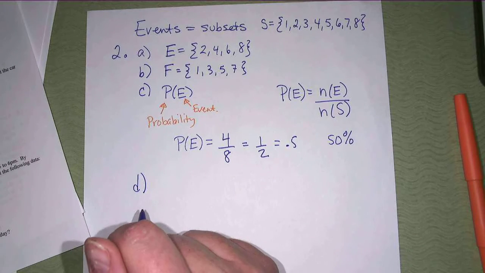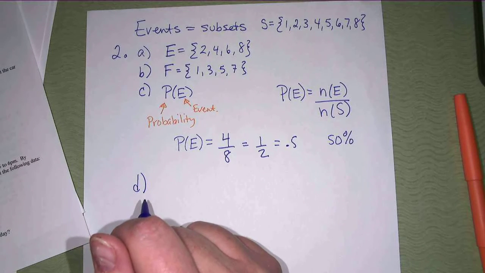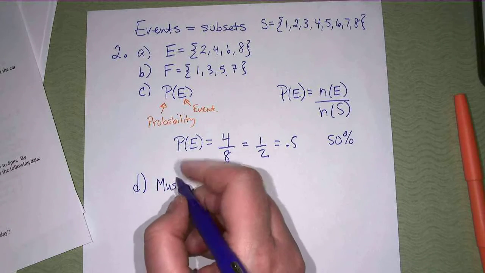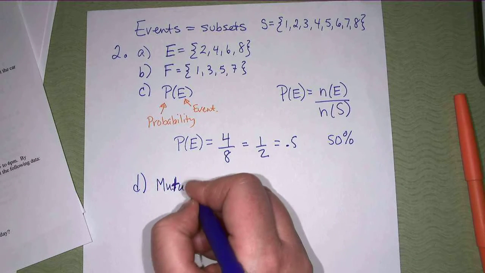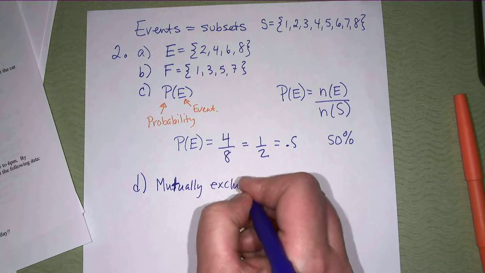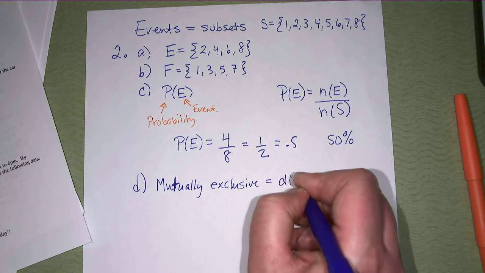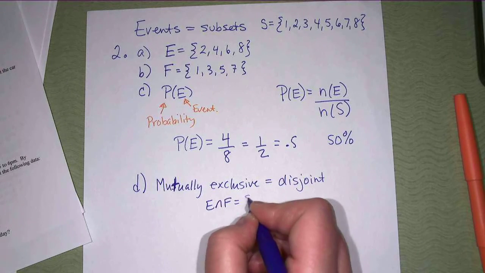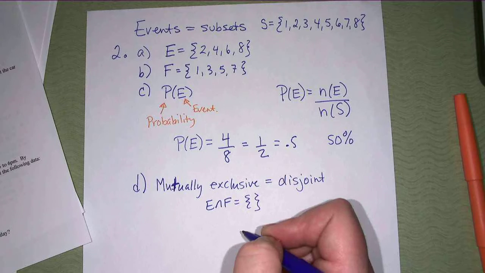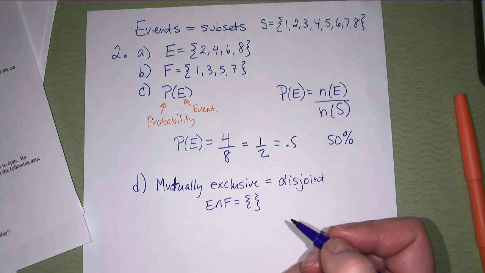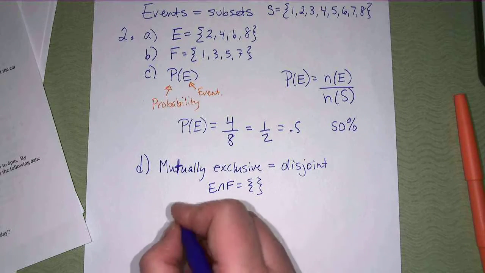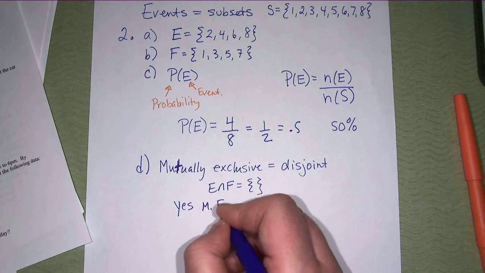So D says, are E and F mutually exclusive and are they complementary? So we talked about this last class. Mutually exclusive means disjoint, which means what? They have nothing in common. E intersection F would be the empty set. So are they disjoint? Yeah. They're even numbers and odd. They have nothing in common. So yes, they are mutually exclusive.